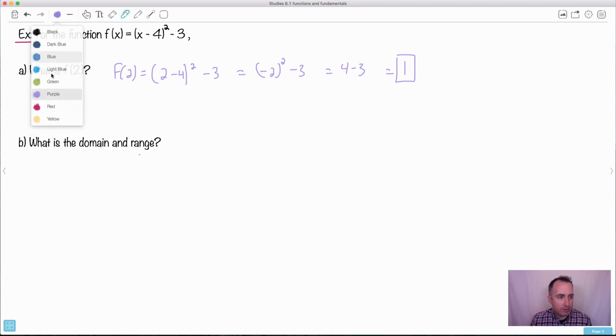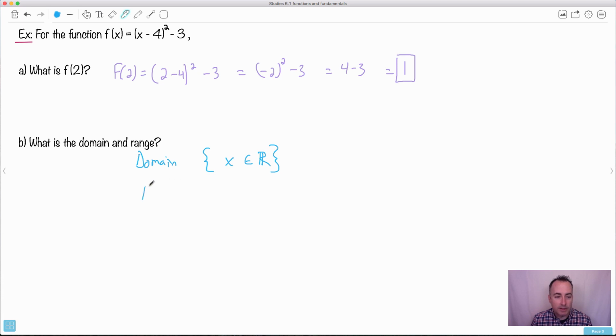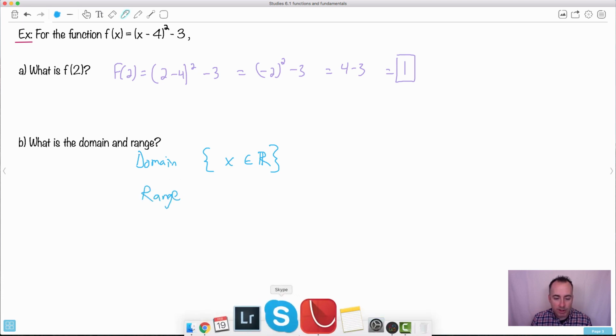The domain, I'll do it in a different color maybe. The domain then is going to be just, there's no problems with the x's. So how do we write that? We say x is an element of real numbers. Just means it can be anything you like. But the range, however, is not going to be that. Let's see what the range is.